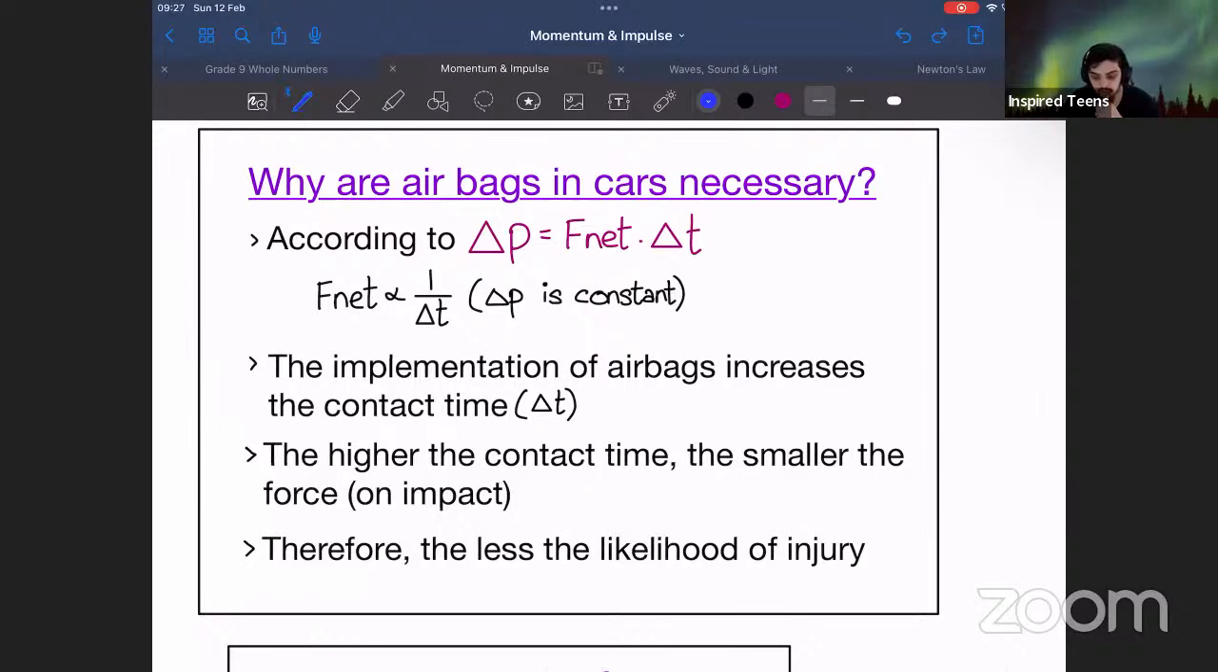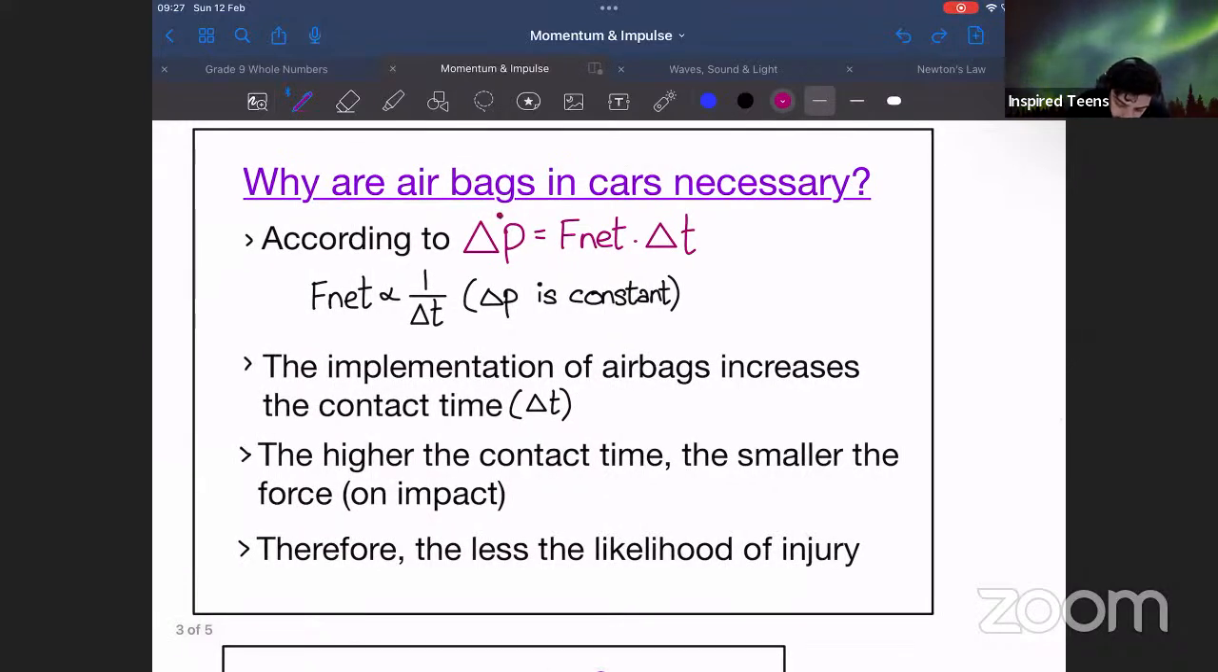Okay, let's go through why airbags in cars are necessary, which is a theoretical aspect of momentum that you are required to know. According to delta p is equal to F net times delta t, F net is inversely proportional to delta t. Delta p is constant. Mass and velocity are constant. That's why the change in momentum, or the impulse, is constant. So since delta p is constant, the net force and the contact time are inversely proportional. As one increases, the other has to decrease because the product needs to remain the same.